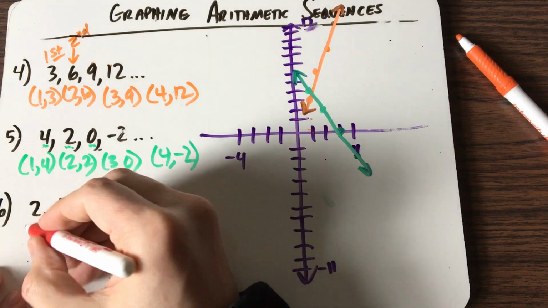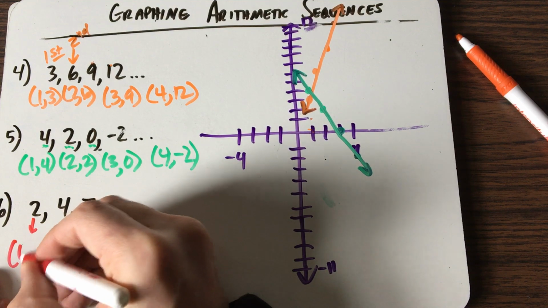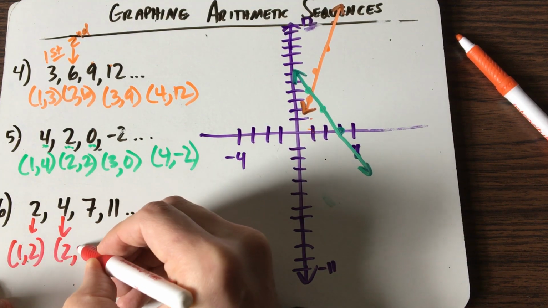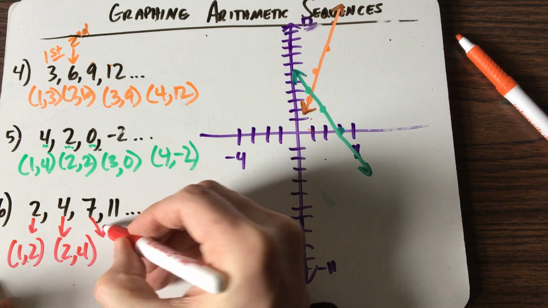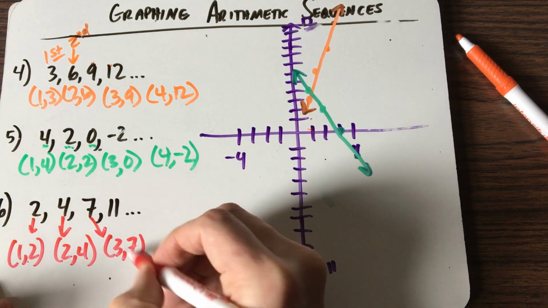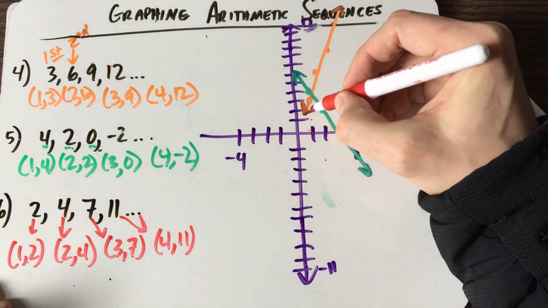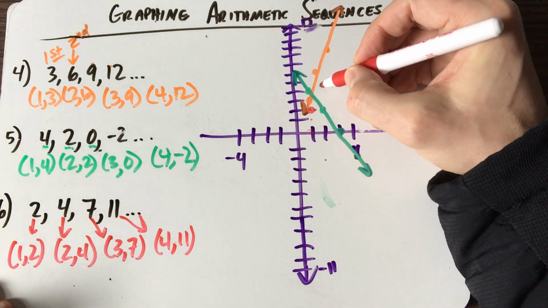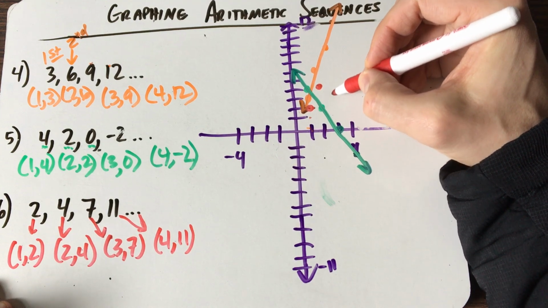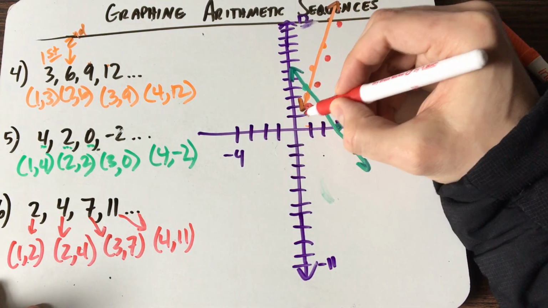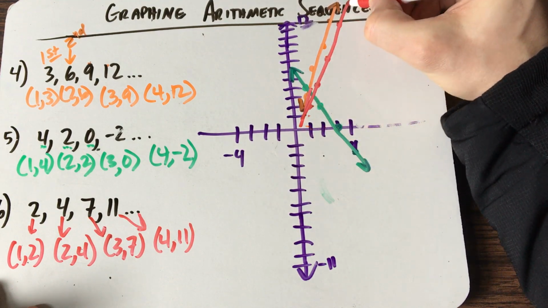And then the fourth, this other one here. The first number is 2, so I'm going to put a 1. For this one, the second number, number 2, means the second term. Here, the third term is 7, and here the fourth term is 11. So 1 goes with 2, 2 with 4, 3 with 7, and 4 goes with 11, and so that one is kind of steep as well.